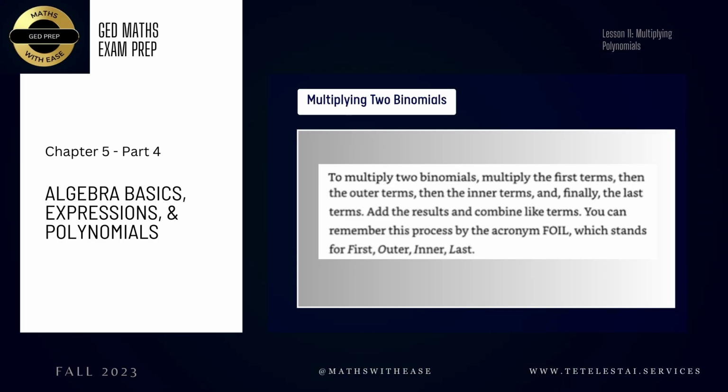In this portion of the lesson, we're going to look at multiplying two binomials. You want to multiply the first terms, then the outer terms, then the inner terms, and finally the last terms, as I showed you earlier using the FOIL method. You want to add the results and combine like terms, and you can remember this process by using the acronym FOIL, which stands for first, outer, inner, last, okay? I introduced it earlier in the lesson because I thought it would make it easier to understand what was happening in the examples that we saw. You already have a good understanding of what this means, right?